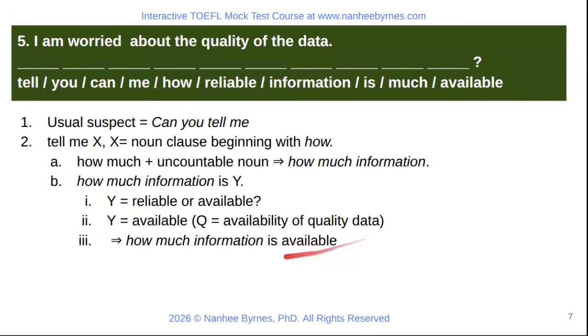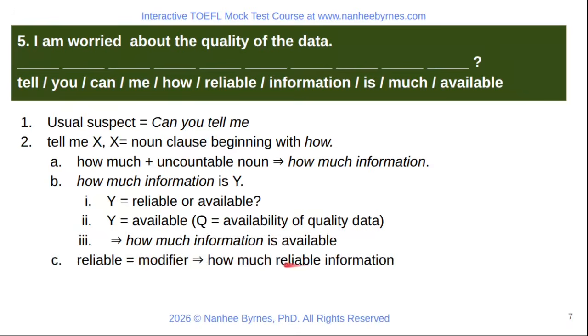Therefore, available should be the complement, is available, and reliable should modify the noun, much reliable information. Also, remember this rule. How plus much always stay together as a unit. How much. How modifies much, and they come before the noun they describe.